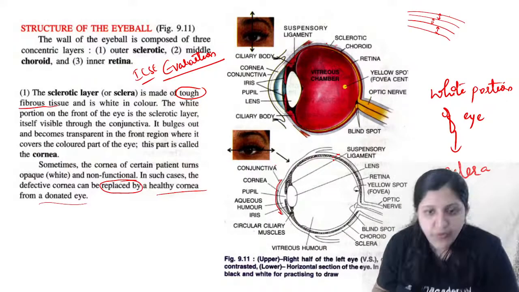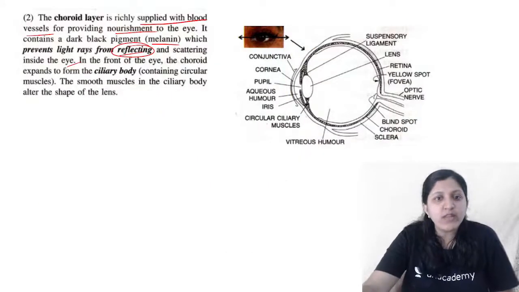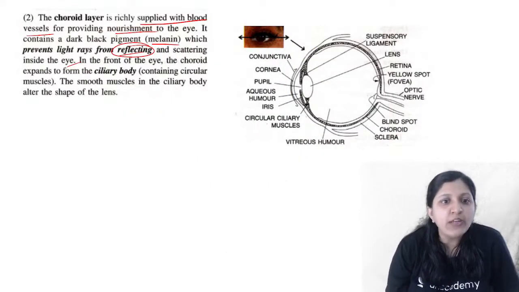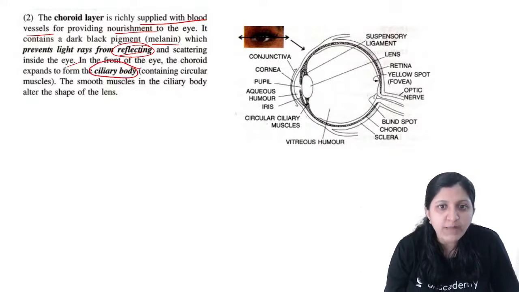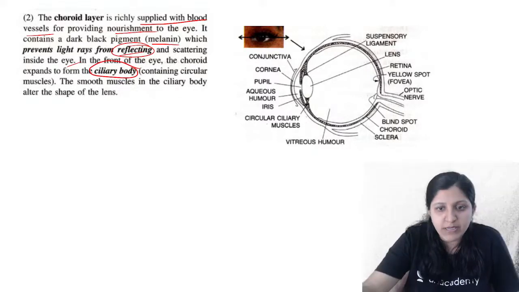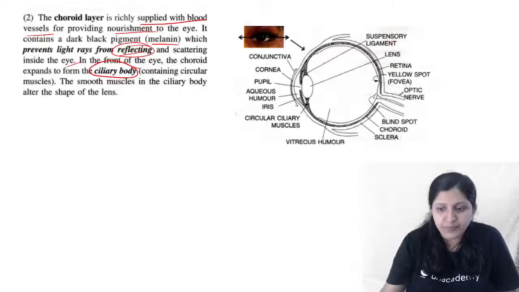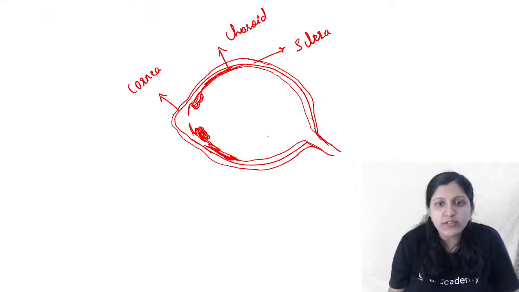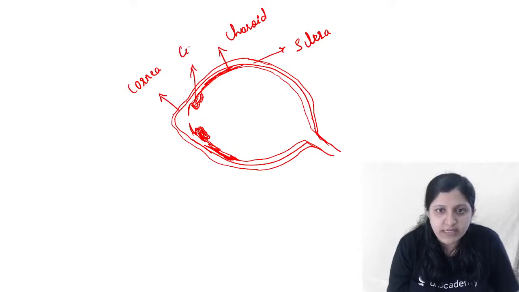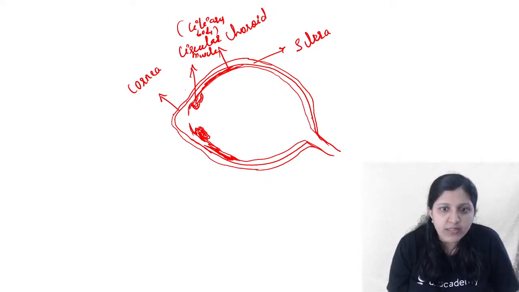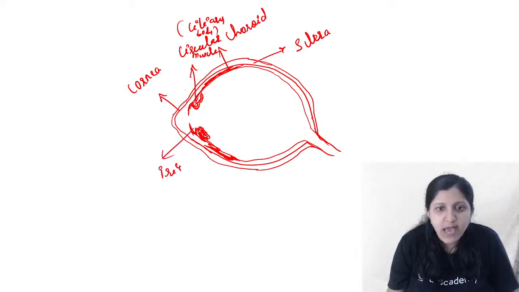Next what you find here is the iris they have mentioned. In the front of the eye, the choroid expands to form a ciliary body, which will be having circular muscles. So this will be made up of circular muscles, that means it is a ciliary body. Now this front part is actually the iris. I'll just write it as iris over here.